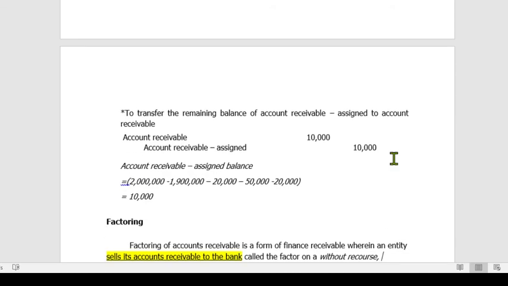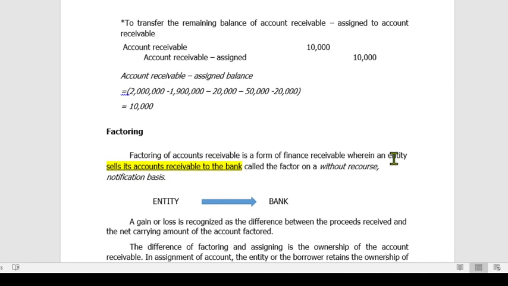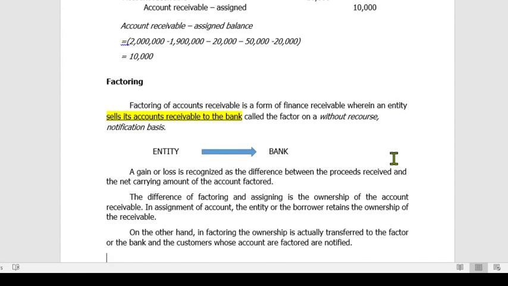Okay, now let's move to factoring. The factoring of accounts receivable is a form of finance receivable wherein an entity sells its accounts receivable to the bank. So the difference between kanina, dinidiscuss natin yung pledging, assignment, at now, nandito na tayo sa factoring. Itong factoring, this is essentially a sale. Binibenta mo na yung accounts receivable mo. Kanina, ina-assign mo pa lang, pine-pledge mo pa lang, pero ngayon, ito ay binebenta mo na. Binebenta mo na yung accounts receivable mo sa isang factor.